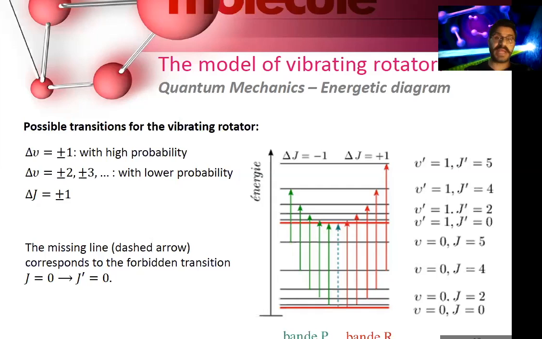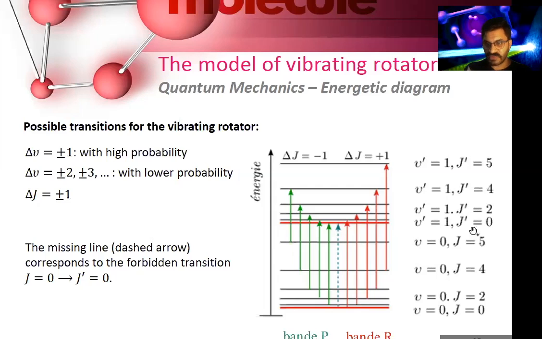And the second branch is the one where you choose to go with delta J equals -1. But always you are going to the second row in terms of vibrational energy. So look, the first one is going from V equals 0, J equals 0. To go with delta J +1, you need to go to V prime equals 1. That's normal. But J prime must be equal to 1.